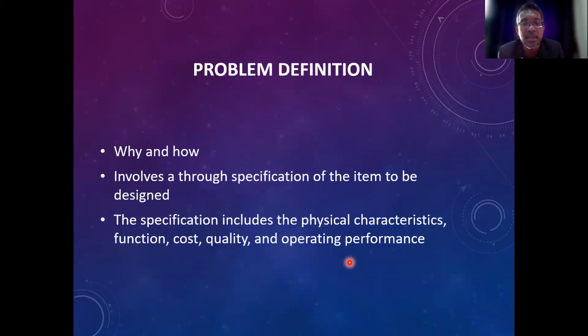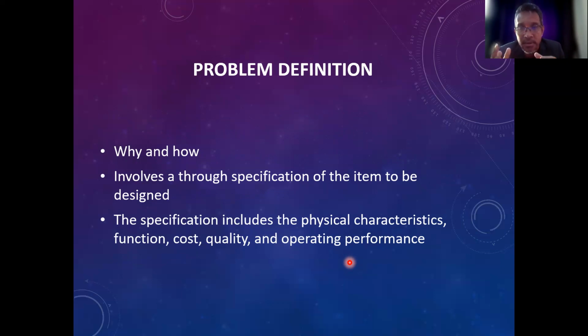You need to find out in your group to brainstorm the problem definition, why and how to solve it, why this happened, how to solve, involved with the specification, because you need to come out with the specification to lead you to design the product. From the need, you come out with the physical characteristic, for example, how big the product you want to design, what is the length, what is the width, what is the height, the weight, that is the physical characteristic of your product.